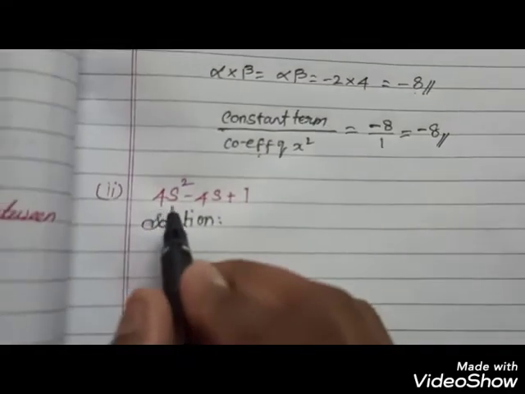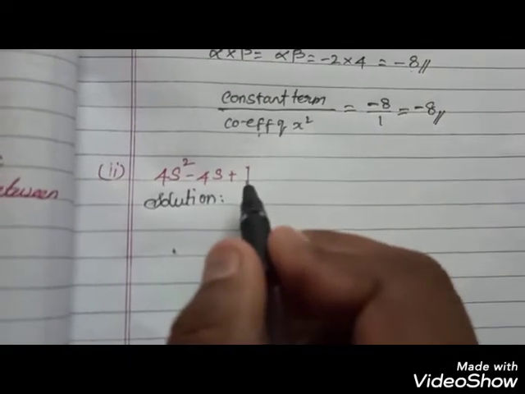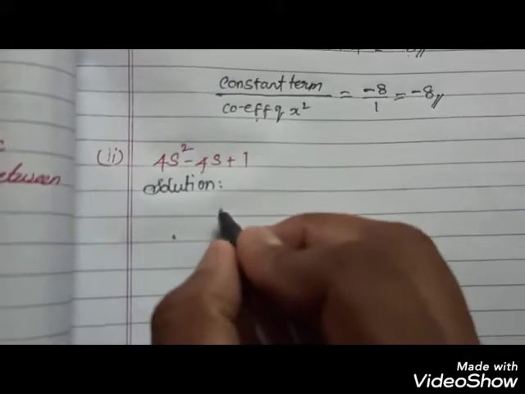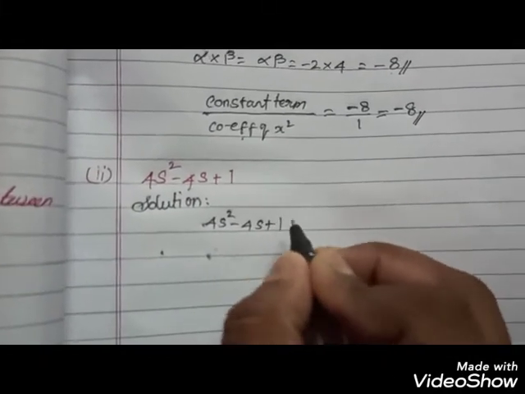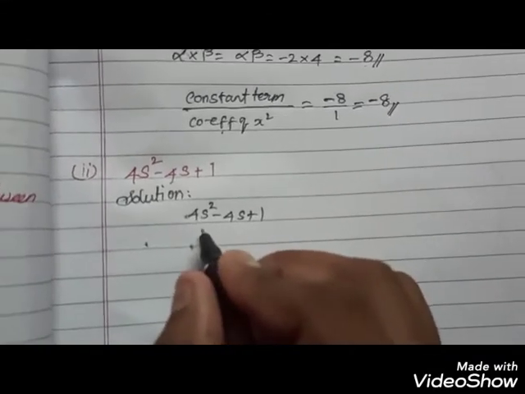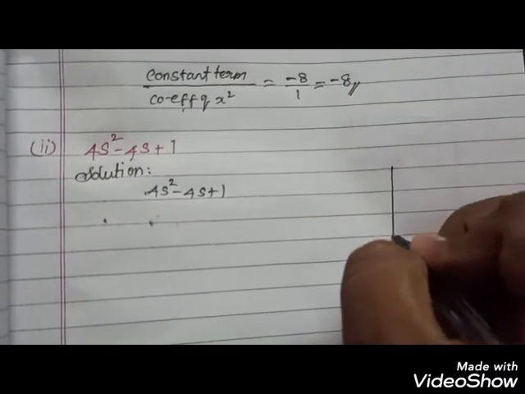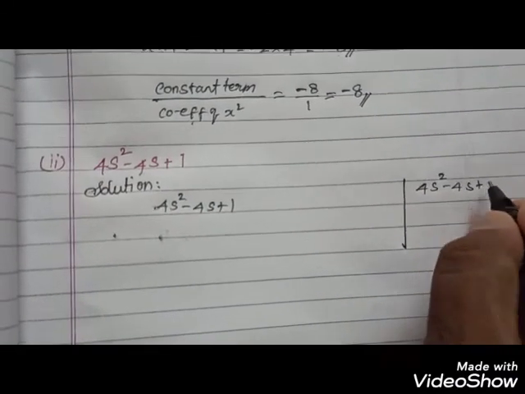Now second question, 4s square minus 4s plus 1. So we need to find out the alpha and beta by using factorization, splitting the middle term. So 4s square minus 4s plus 1. This is already told, this is one of the special cases. So I just move on to the refer column. 4s square minus 4s plus 1.